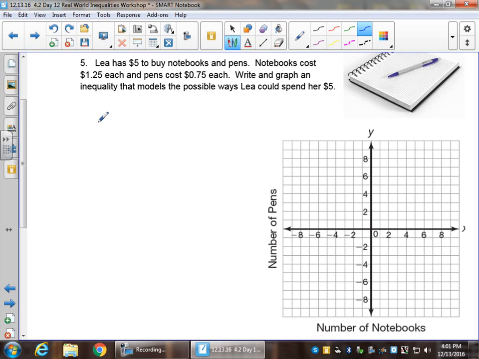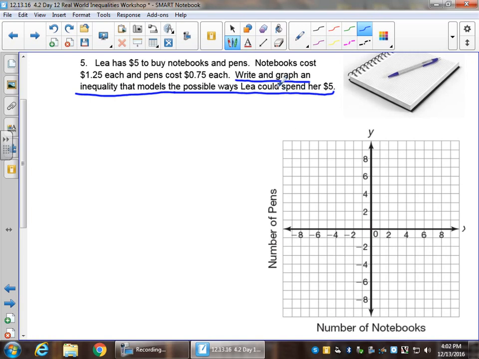Leah has $5 to buy notebooks and pens. Notebooks cost $1.25 each, and pens cost 75 cents each. Write and graph an inequality that models the possible ways Leah could spend her $5.